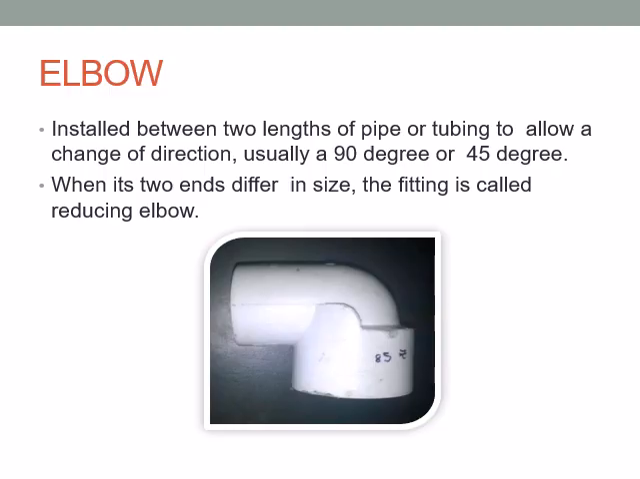It is installed between two lengths of pipe or tubing to allow a change of direction. Usually it will be 90° or 45°. When the two ends are different in size, the fitting is called a reducing elbow, or a common elbow when it has the same size.